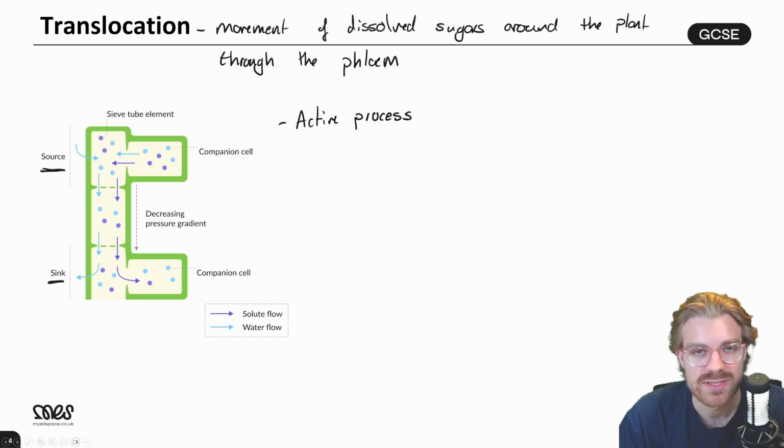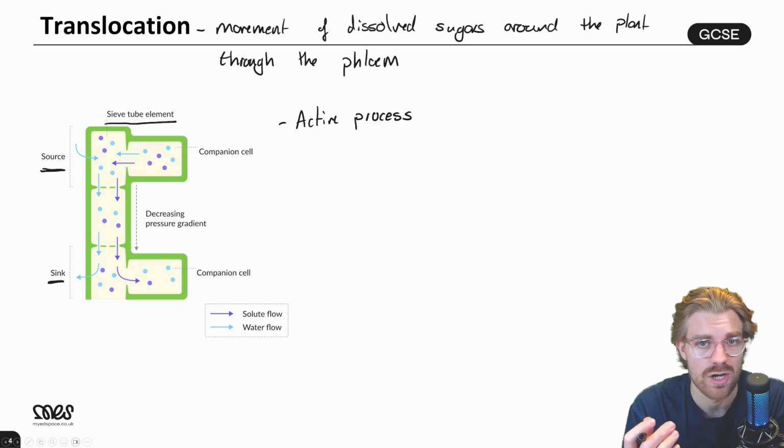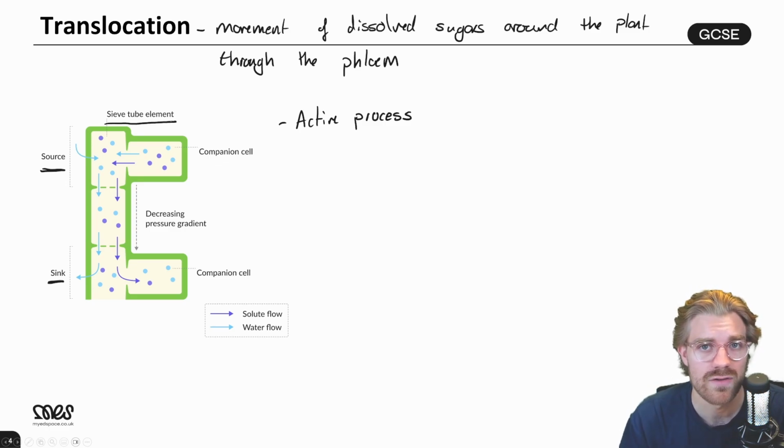It is an active process because energy is required from respiration in order to load those dissolved sugars into the sieve tube elements, the parts of the phloem that the dissolved sugars move through. Remembering our adaptations of the phloem as well that we looked at in our module 1 video. If you haven't gone and checked that out, do go and take a look at it. The phloem also has the sieve tube plates, which are pores in the ends of the phloem vessels that allow the solutes to move freely between them.